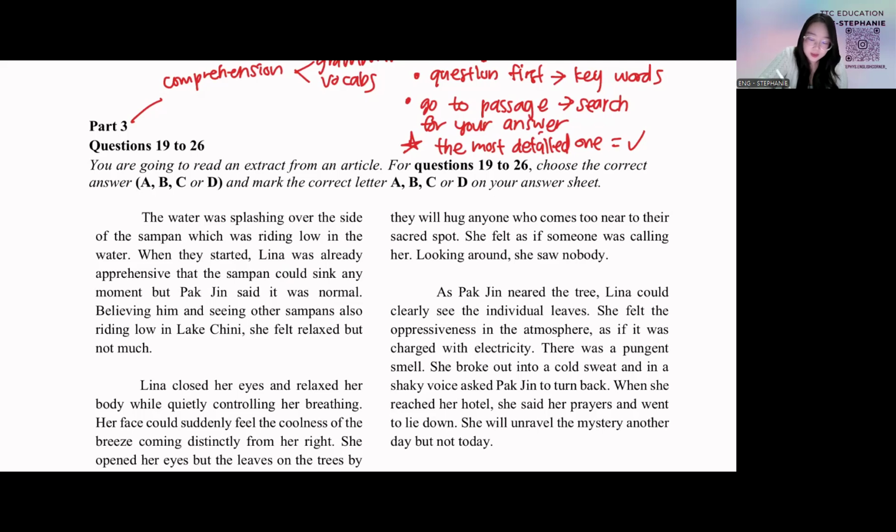Okay, so here the keywords is somewhere around "Lina was already apprehensive that the sampan could sink any moment." So this apprehensive means like a bit kanchiong, nervous, don't know what to do. All right, so what makes Lina fearful?